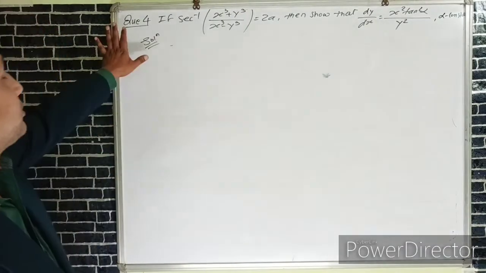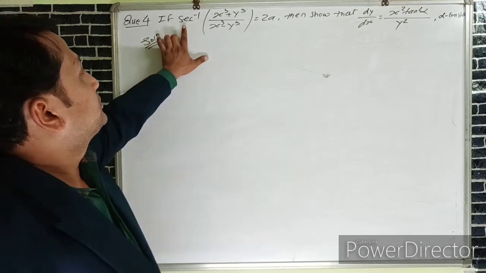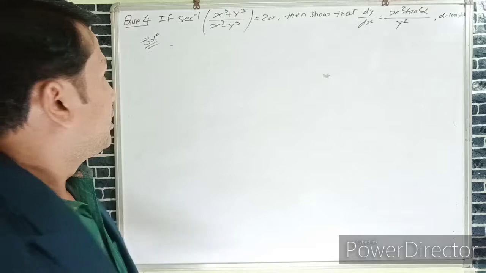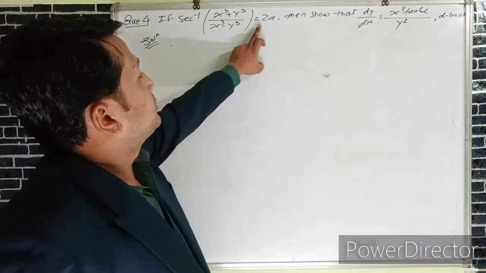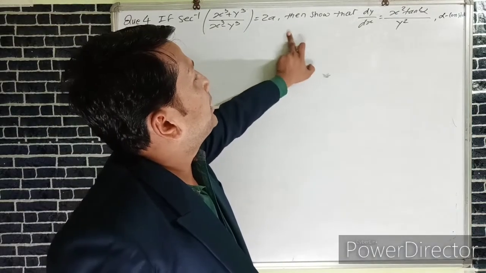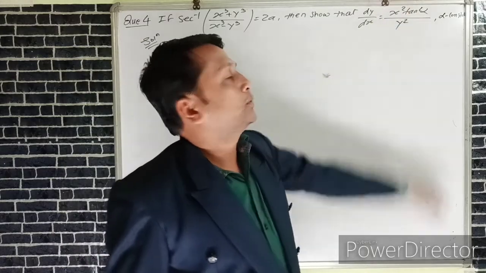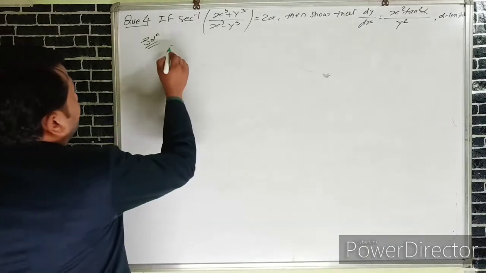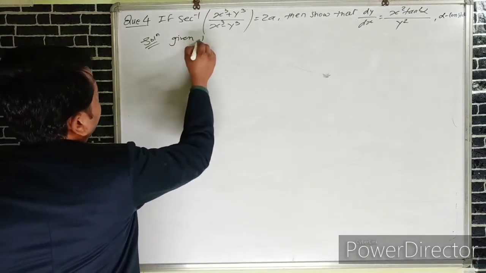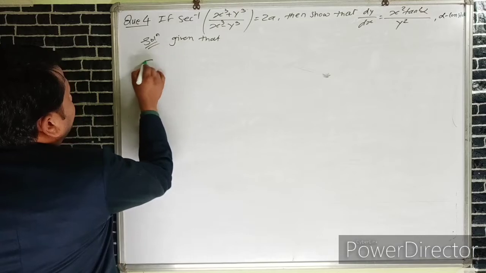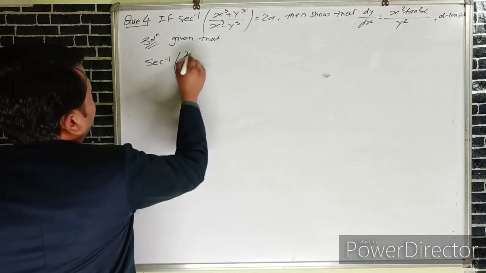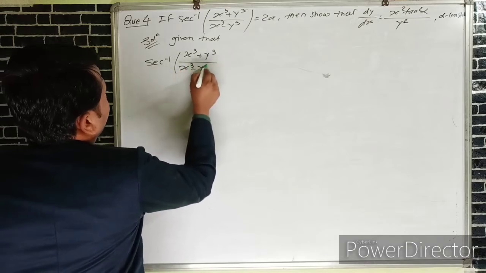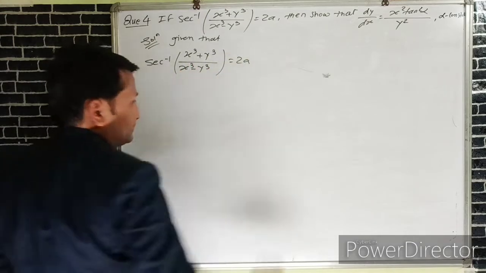In the next question, number 4, given that sec inverse of (x cube plus y cube) upon (x cube minus y cube) is equal to twice alpha, we have to show that dy by dx is equal to x square tan square alpha upon y square. Here alpha is a constant. We can write, given that sec inverse of (x cube plus y cube) upon (x cube minus y cube) is equal to twice alpha.